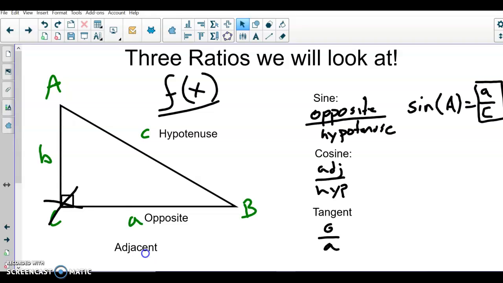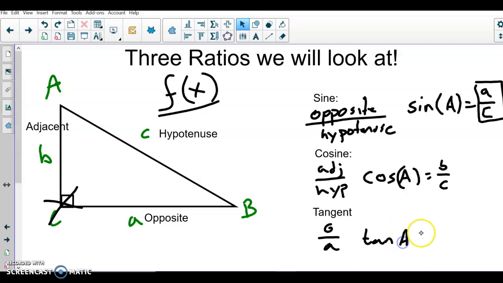Alright, well then the adjacent side is going to be the side next to A. So I can say that the cosine of A equals, well, the adjacent side is B, so it's going to be B over C. And then finally the tangent of A equals, well, the opposite side of A is A, and the adjacent side of A is B. Let's take care of all the ratios. We have 3 different ratios.